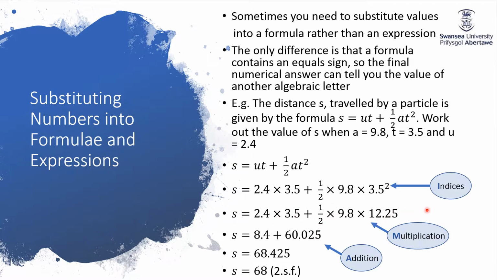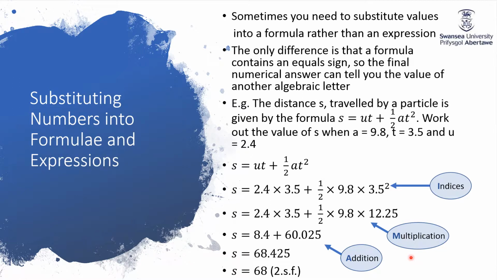Now, we return to indices. Is there any division? No. Is there any multiplication? Yes. So then we must do the multiplication next. So 2.4 by 3.5 is 8.4, and a half by 9.8 by 12.25 is 60.025. Feel free to do that calculation on your calculator.